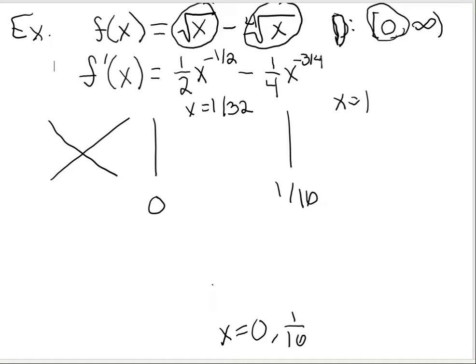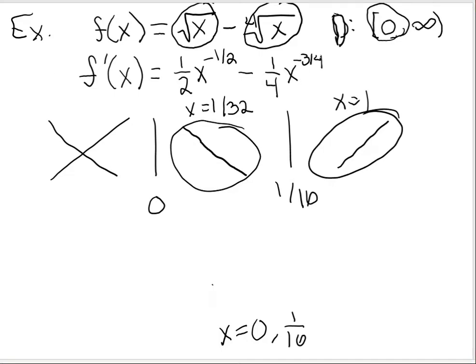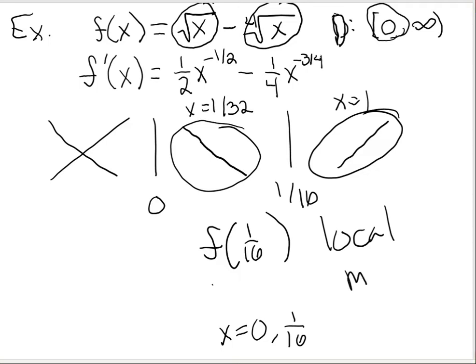And what do you get? Well, you have to plug those numbers into the first derivative, and you will get, this one is a negative, so downwards, and x equals 1, well, you're going to get up. This will give you a negative number, and this will give you a positive number. So what does that give us? Well, f of 1/16 is a local minimum.